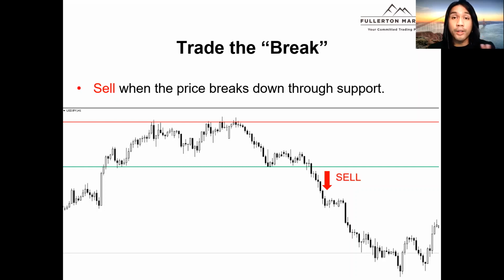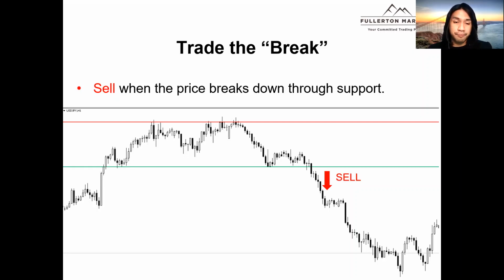If we want to trade a bounce and we are at resistance, we sell. If we are at the support, we buy. If we trade on the breaks or the breakout and we break through the resistance, we buy. And when we break the support, we sell, okay?